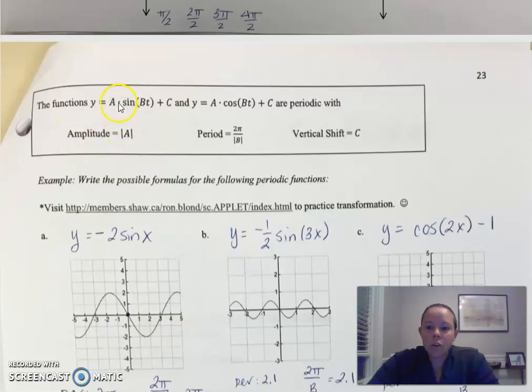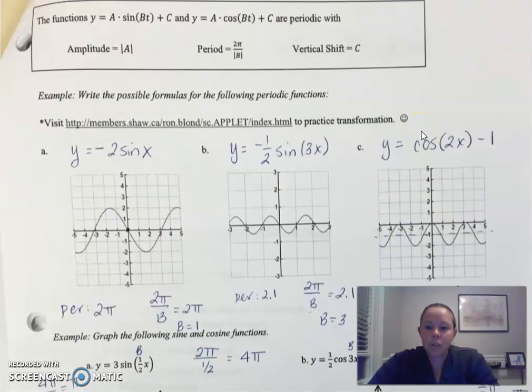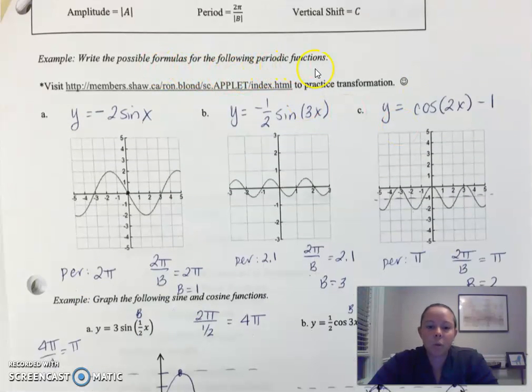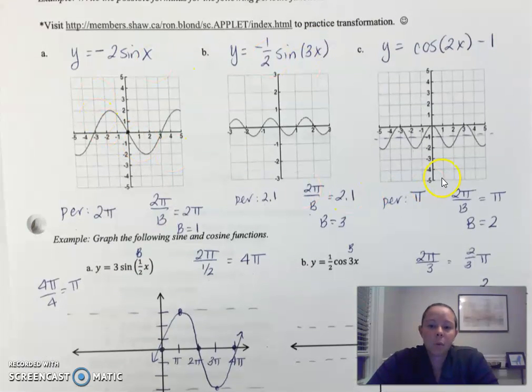Okay, and then here's your amplitude, and then your period, there's that 2 pi over b, and then a vertical shift is your c. Okay, so write the possible formulas for the following periodic functions, and do the best with what you got.